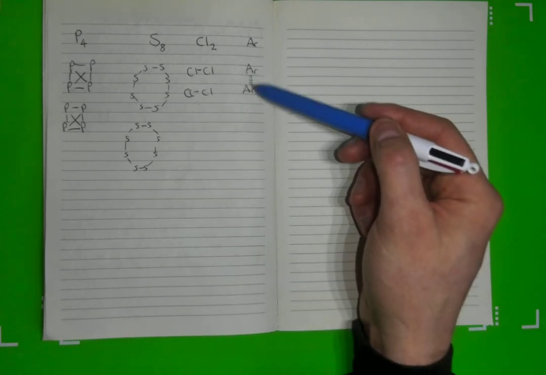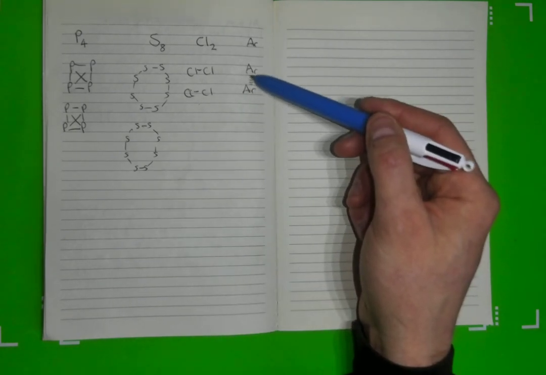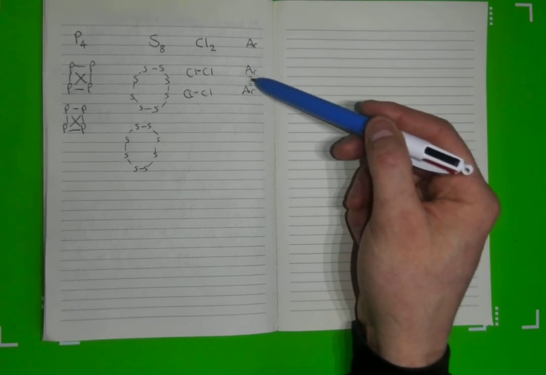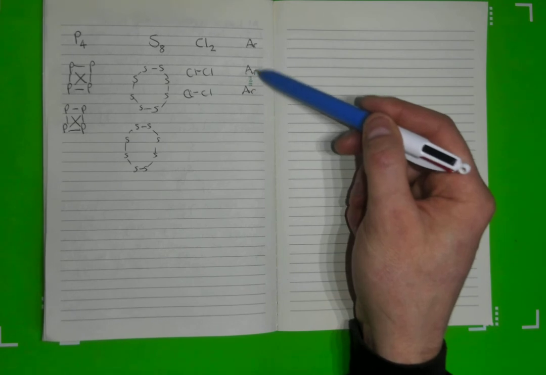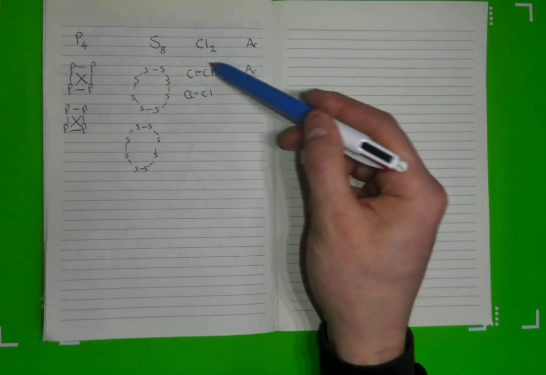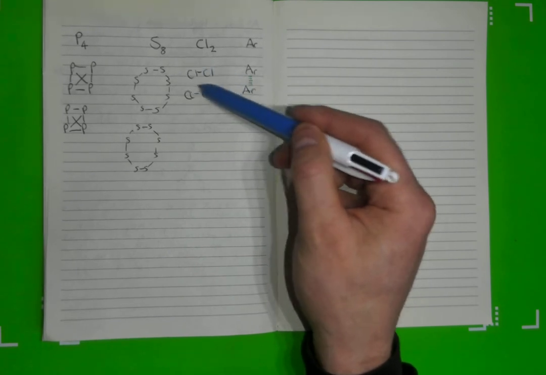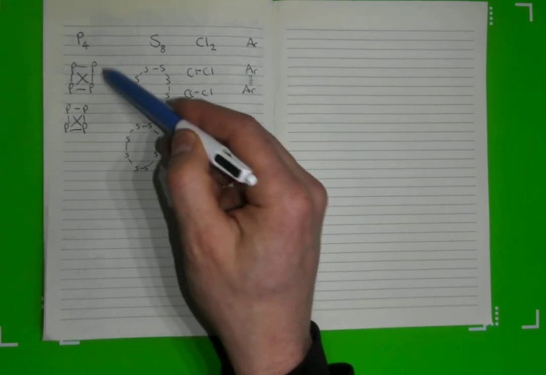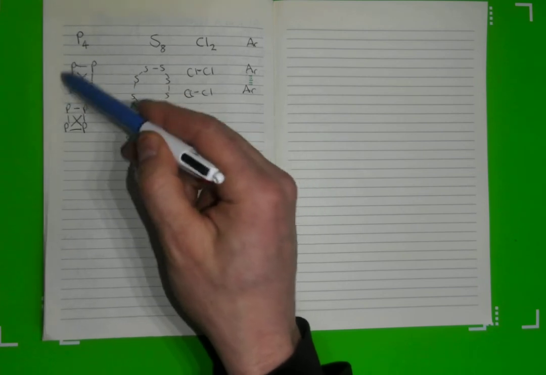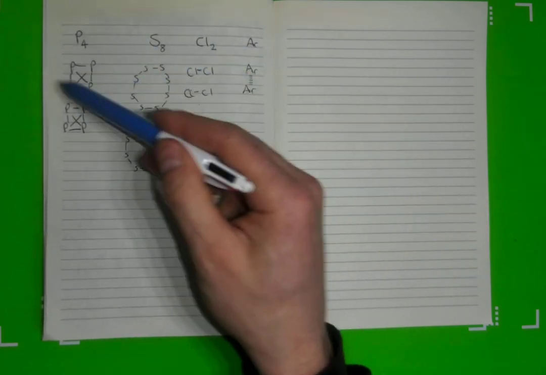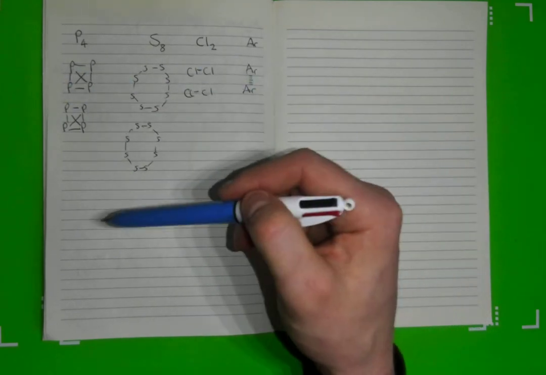So this one here has got the weakest one. This has the lowest number of electrons. Argon has the lowest number of electrons. Cl2 has a few more electrons. P4 has even more electrons still. And S8 has the most electrons out of these molecules and that atom there.